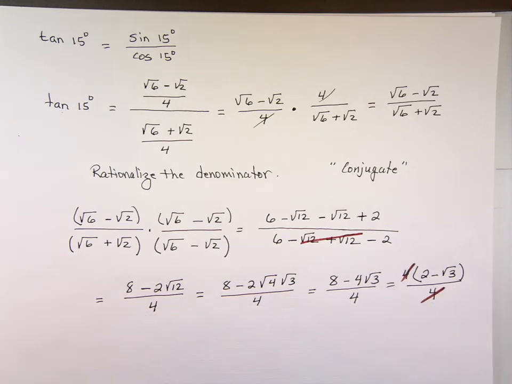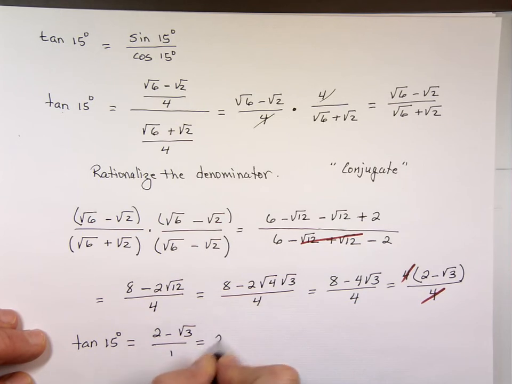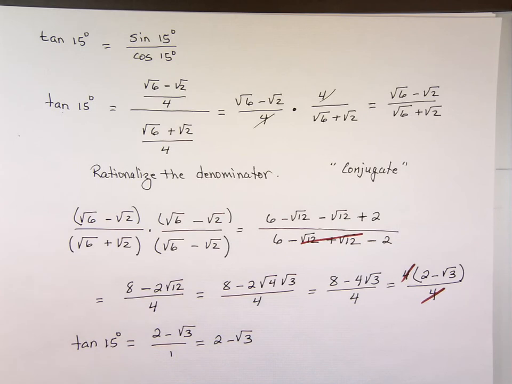And your solution for tangent 15 is 2 minus the square root of 3 over 1, which you can write as 2 minus the square root of 3. You never want to write the answer over 1. You just want to write it 2 minus the square root of 3.